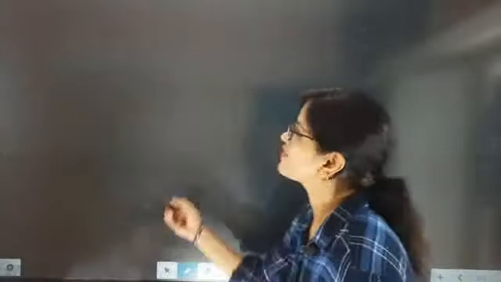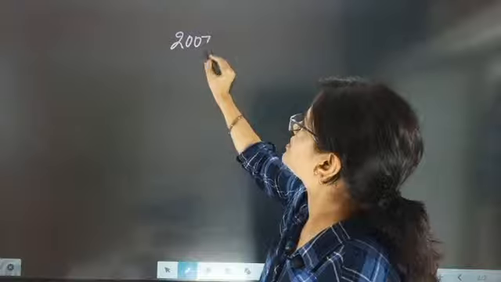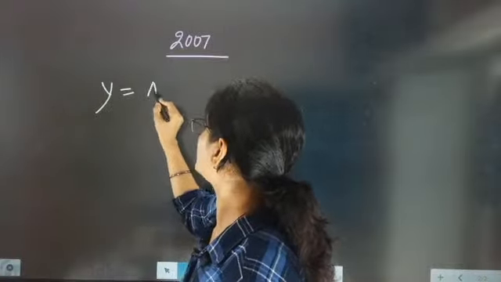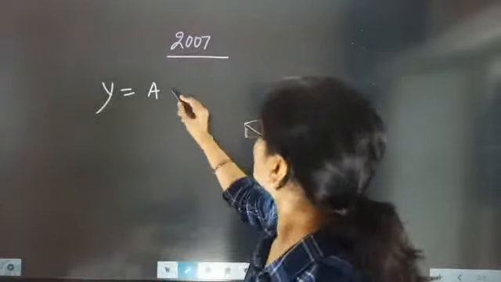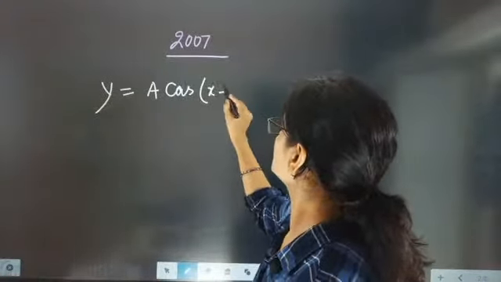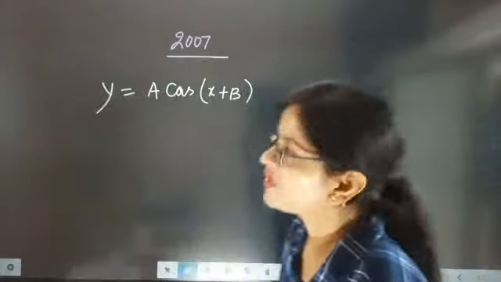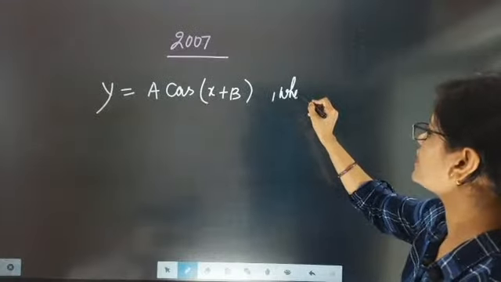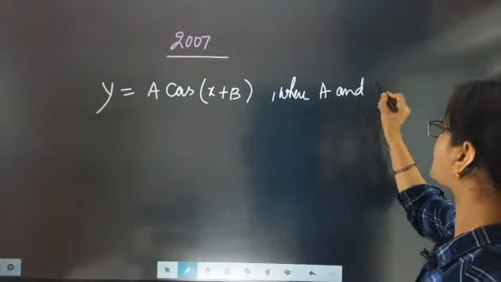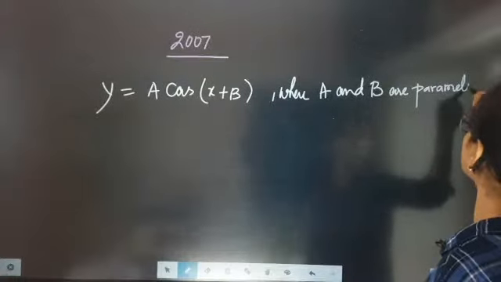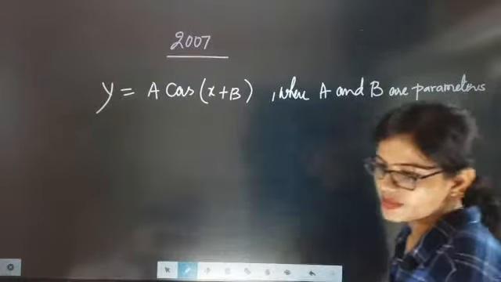Now here, this question came in CBSE 2007. I think this is the apt case for taking the parameters. So here it is coming as y equal to a cos x plus b, where a and b are parameters. Since a and b are parameters here, they are exactly the constants whose value is not fixed.